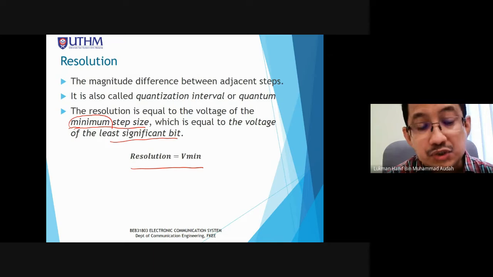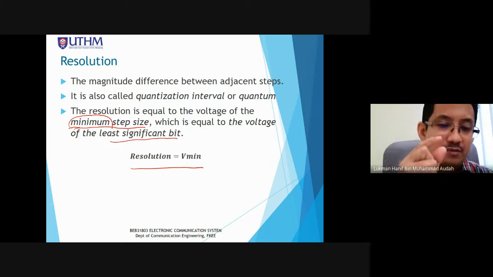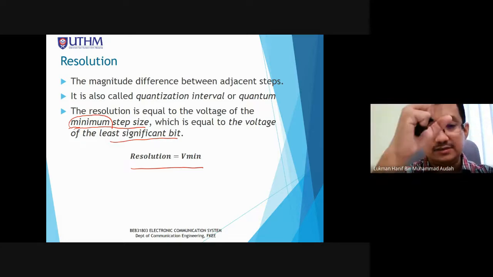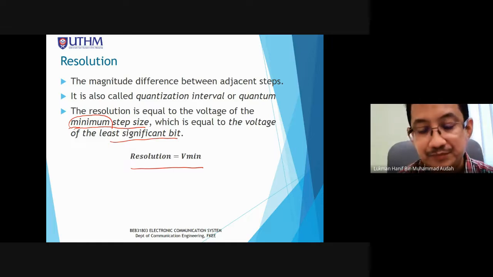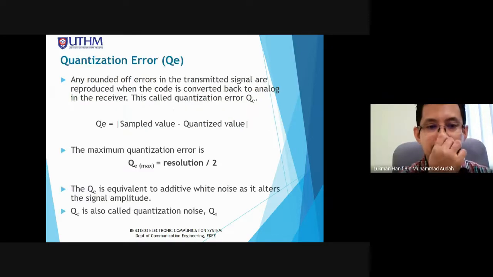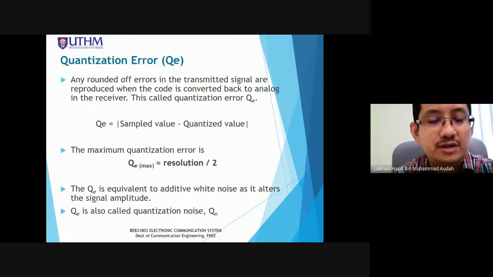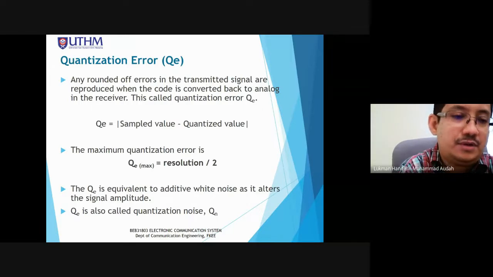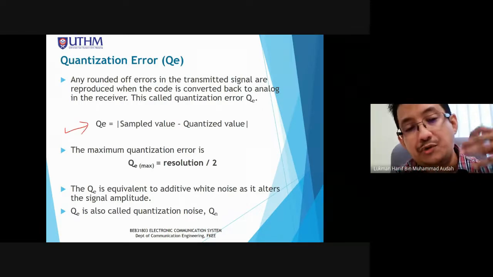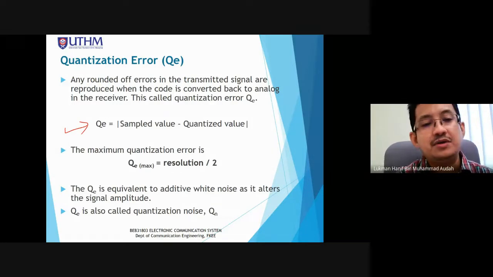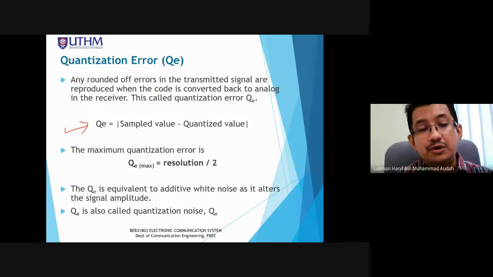Okay. So resolution is the minimum step size. Okay, step size yang paling kecil. Okay, kalau ada pelbagai step size, kalau ada pelbagai nilai step size yang paling kecil itu dipanggil sebagai resolution. Okay. And this is the quantization error that I mentioned previously. Okay, because we do the rounded up process. Okay, so that means we're going to produce error, or what we call as a noise.